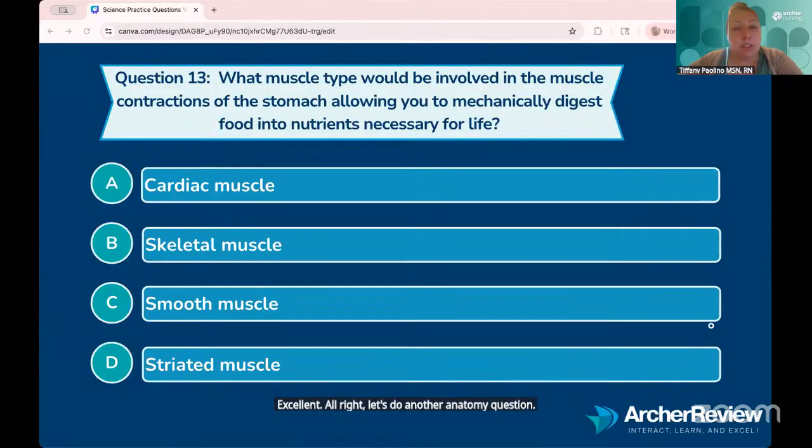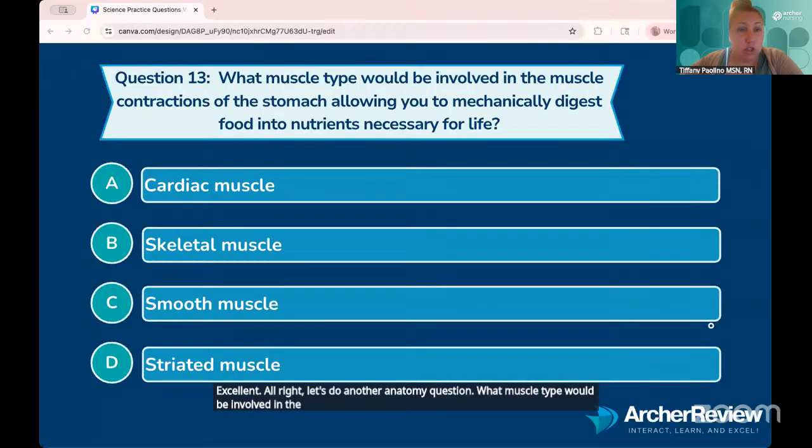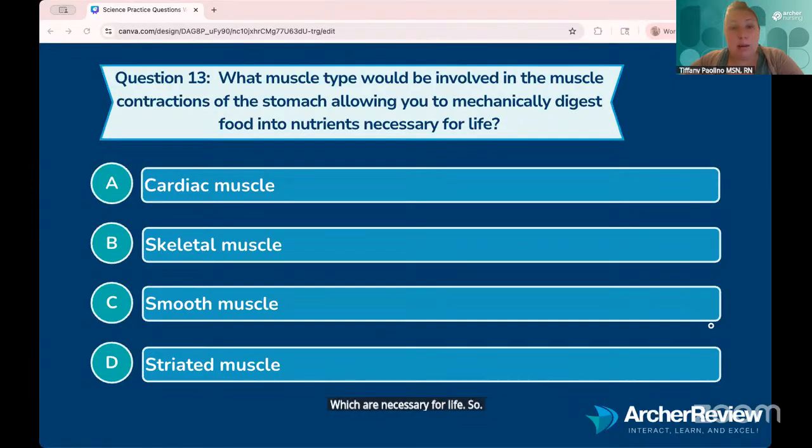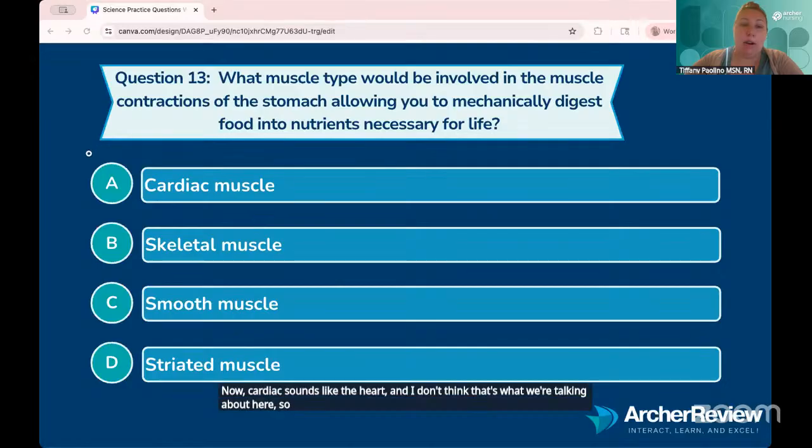What muscle type would be involved in the muscle contractions of the stomach, allowing you to mechanically digest food into nutrients which are necessary for life? So, a lot of words there, but what is it really saying? What muscle is involved in contracting of the stomach? Is it cardiac, skeletal, smooth, or striated? Now, cardiac sounds like the heart, and I don't think that's what we're talking about here, so I'm going to eliminate that one right away.